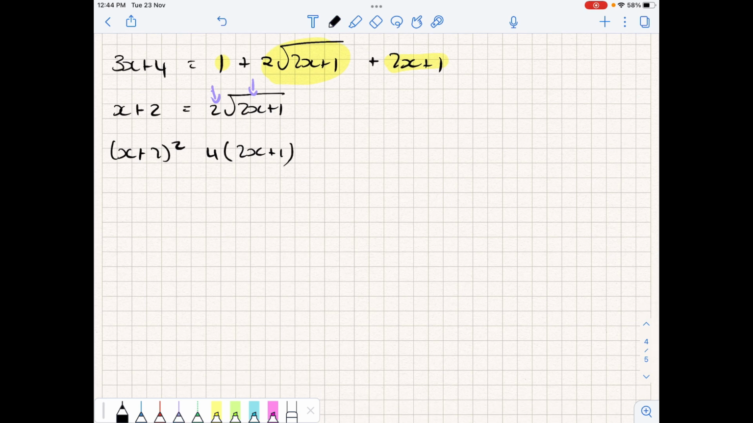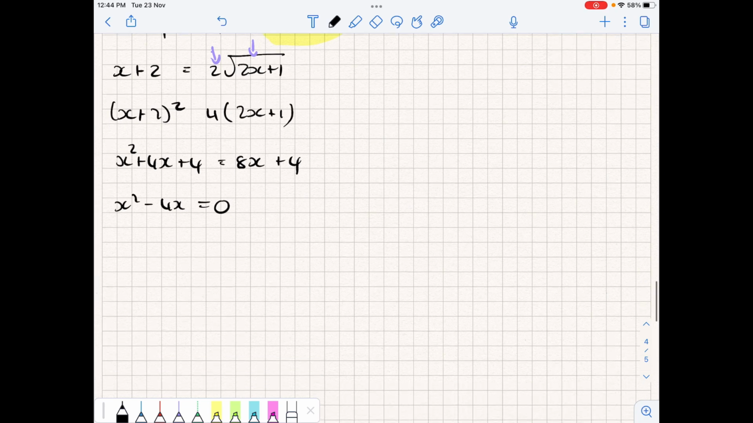And now we can just expand everything, collect like terms, and solve. So we'll get x squared plus 4x plus 4 equal to 8x plus 4. x squared minus 4x equal to 0. And simple factor, x times x minus 4 equal to 0, we'll get x equal to 0 or x equal to 4.